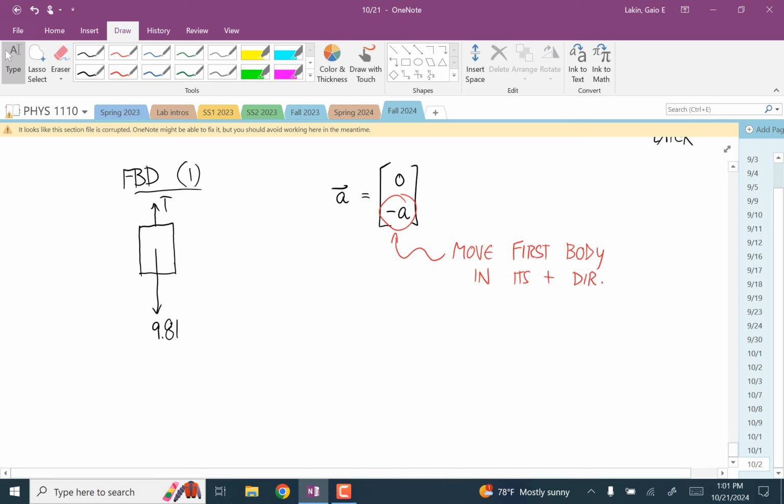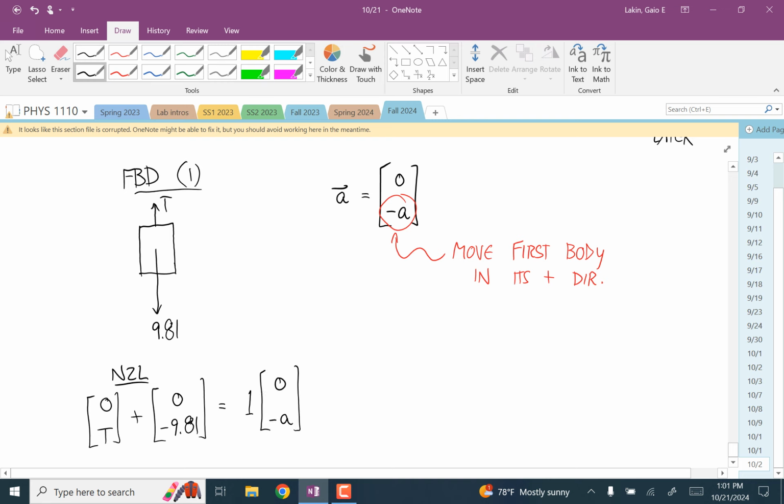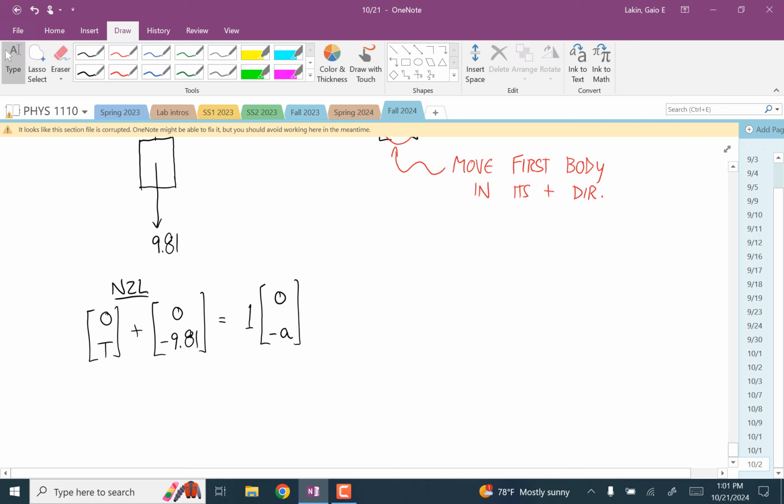And now Newton's second law says 0T plus 0, negative 9.81 is equal to the mass times the acceleration of 0, negative a. And so we get two equations here. The x equation is totally useless in this case, but the y equation gives us some stuff. So T minus 9.81 is equal to negative a.